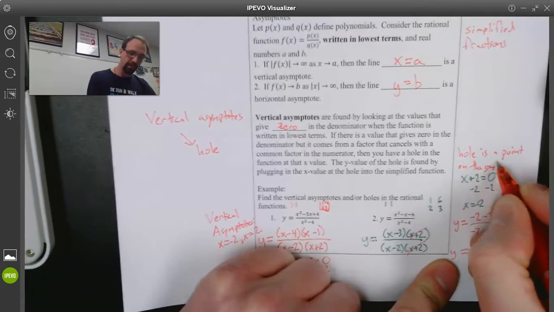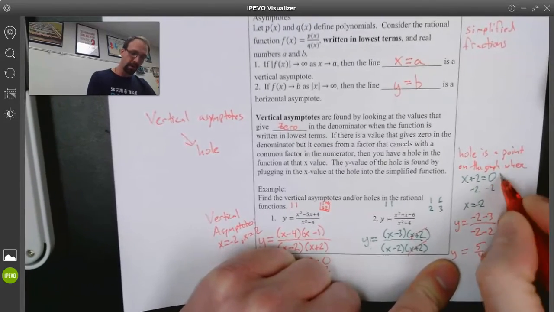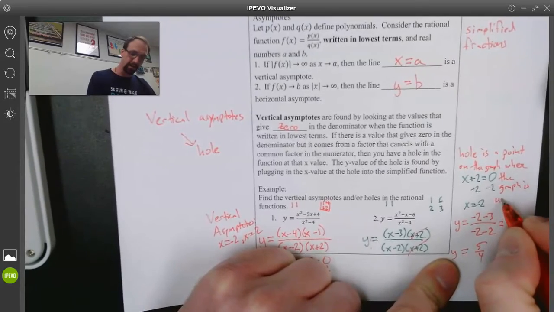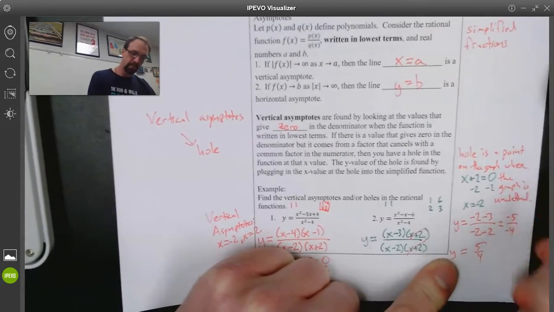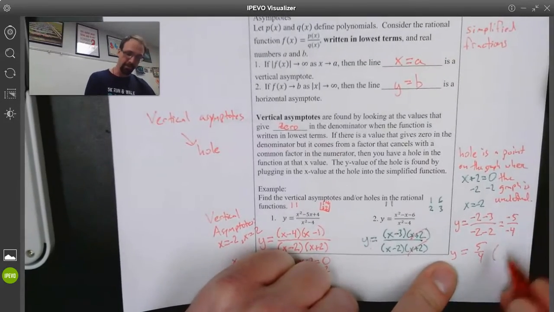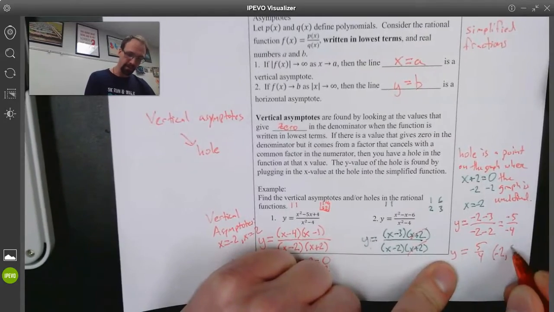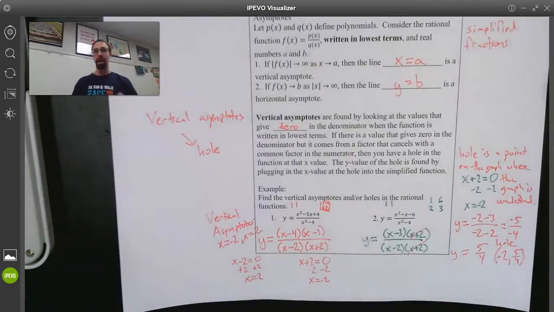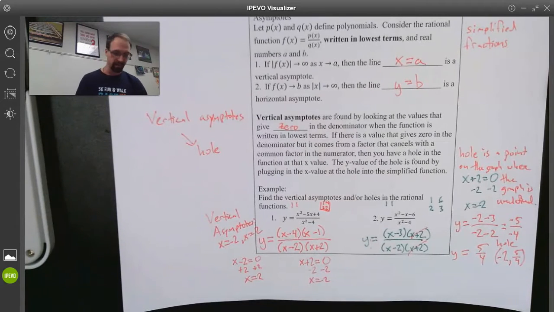where the graph is undefined. So with this particular graph, the hole here is at negative 2, comma 5/4. So that's the hole. The hole on the graph is at negative 2 comma positive 5/4, excuse me.